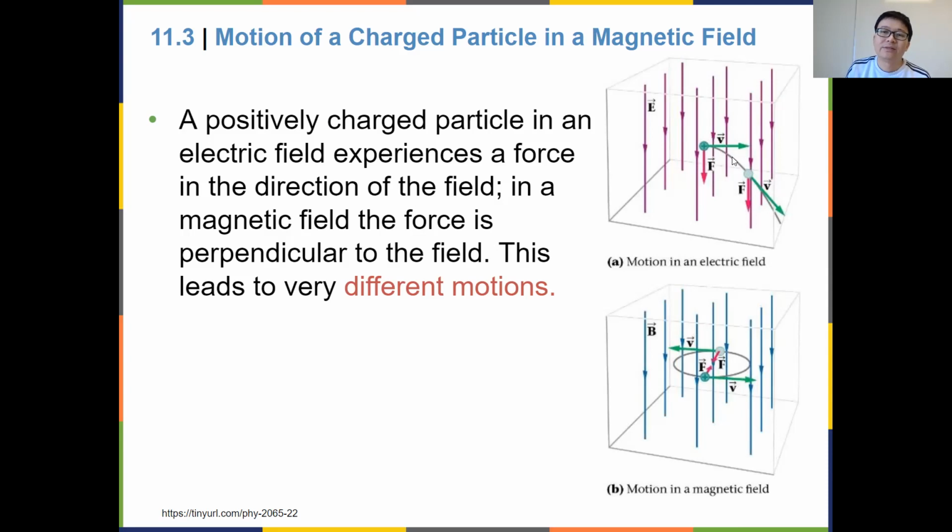Okay, so this is just like projectile motion. In this case, if V is perpendicular to B initially, then the force is going to be perpendicular to the B field. The force is always going to be perpendicular to the velocity. So the magnitude of velocity will not be changed, but the direction of the velocity will be changing all the time because the force is perpendicular to the velocity. The velocity's magnitude is not changing, only the direction.